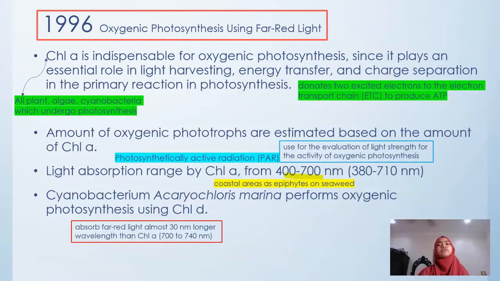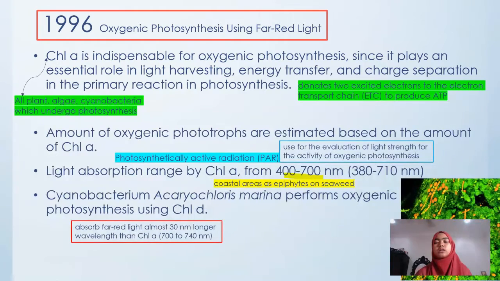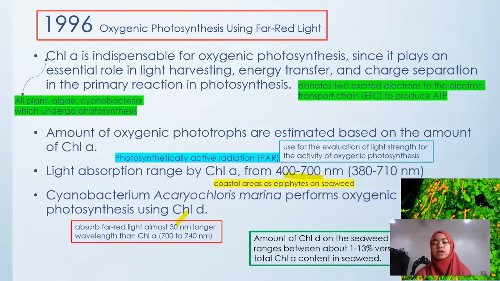Acaryochloris marina can be found in coastal areas as epiphytes on seaweed. It lives on the leaf of the seaweed. We can see the yellow color is the cyanobacterium Acaryochloris marina. Amounts of chlorophyll d on the seaweed range from about 1 to 13% versus total chlorophyll a, meaning an abundance of chlorophyll d indicates a lot of Acaryochloris marina.